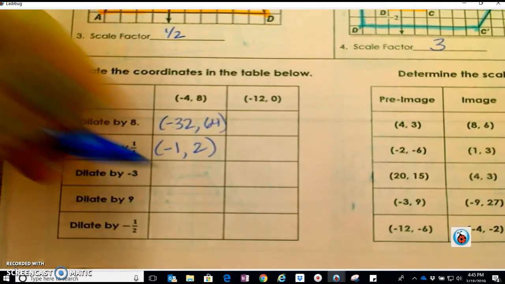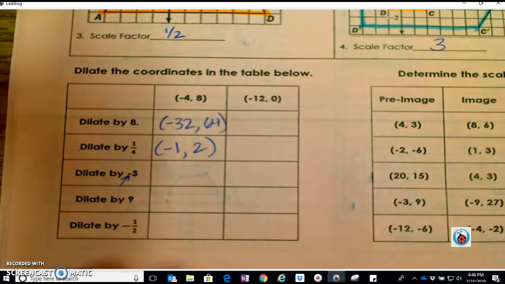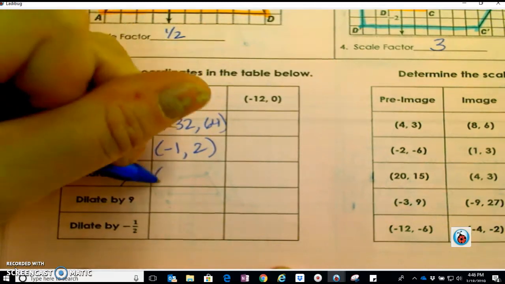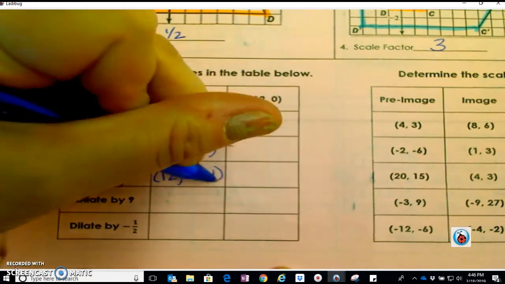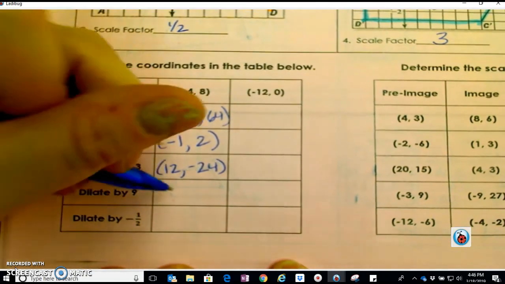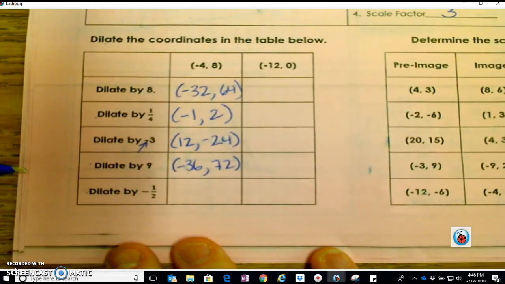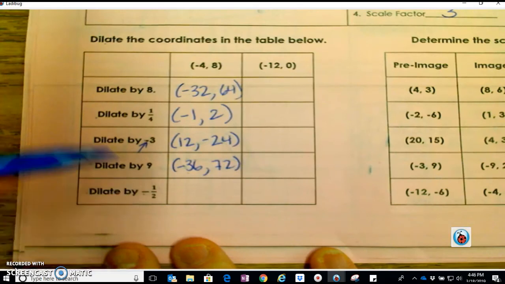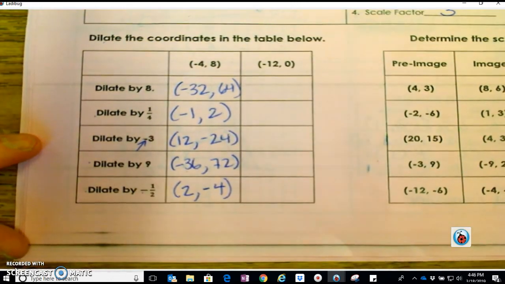If I dilate it by -3, now that negative, remember, if this was part of a figure, it would rotate it. Okay, it would actually rotate it 180 degrees. We'll learn more about that later. All right, so I will get 12, so I'd be rotating it and enlarging it, and -24. Dilate by 9 means I'm enlarging it, so that's going to be -36 and 72. And then here, dilate by -1/2. Well, again, that negative is going to rotate it 180 degrees, and this 1/2 is going to shrink it. So that's going to be 2, that's a positive, and then -4. Okay, so you're going to do the same thing with -12 and 0.